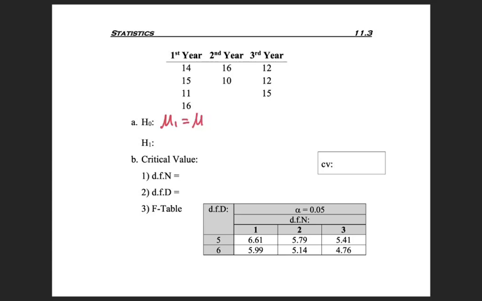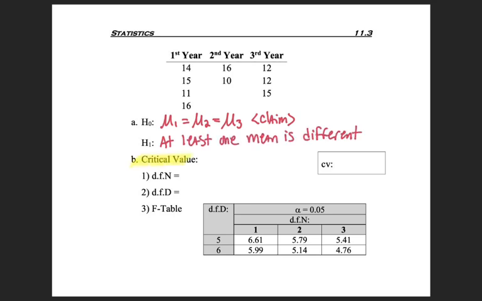H naught always begins with the number of means are equal, which we said is our claim. There were 1, 2, 3 different groups of data, so we have 1, 2, 3 means listed for this problem. And H1 is always the statement, at least one mean is different. So now we're ready to find the critical value.